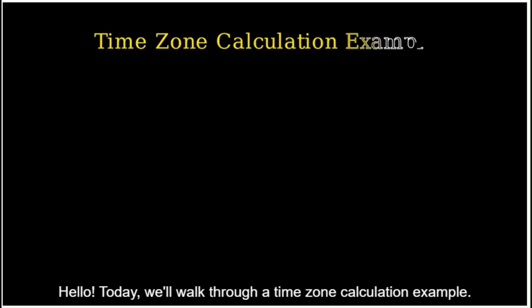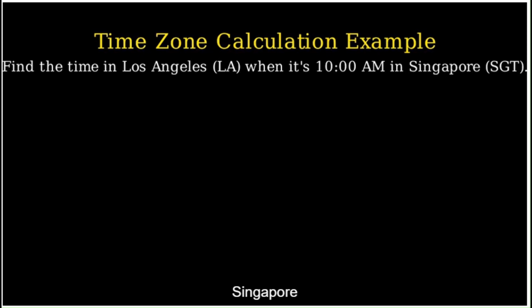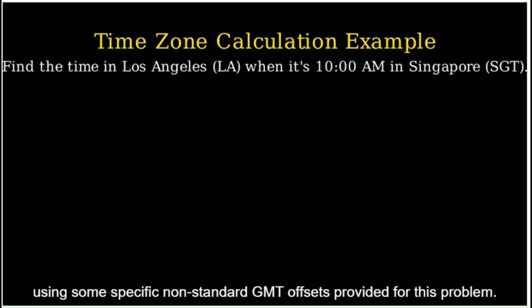Hello. Today, we'll walk through a time zone calculation example. We want to figure out what time it is in Los Angeles when it's 10 a.m. in Singapore using some specific, non-standard GMT offsets provided for this problem.